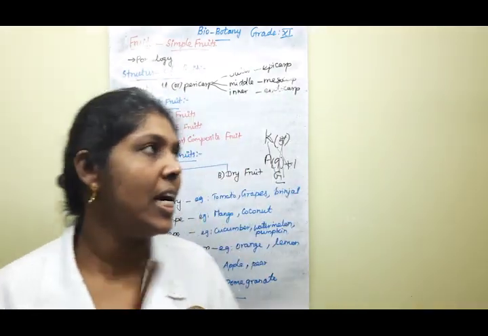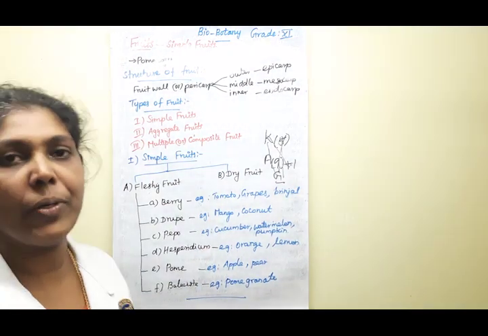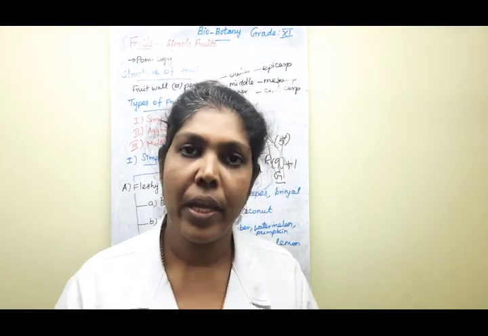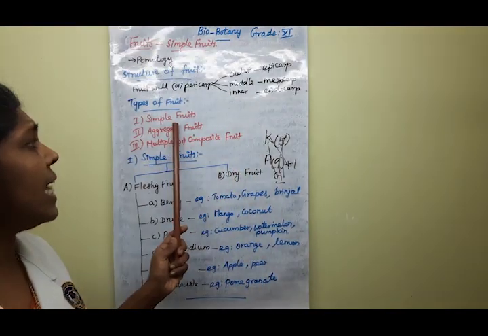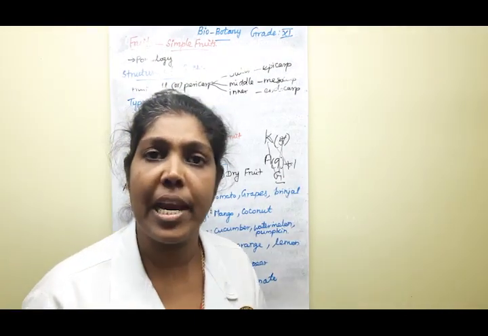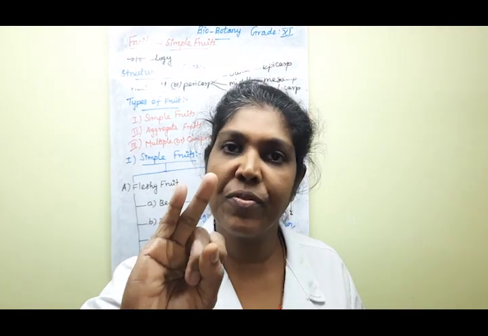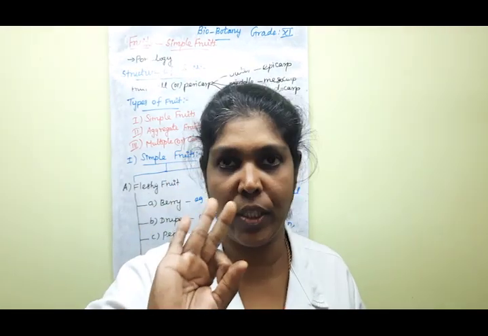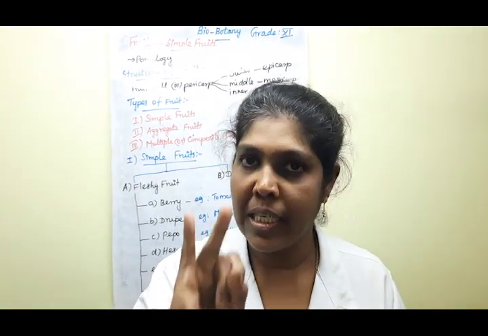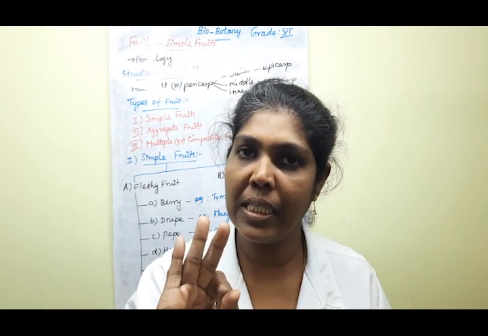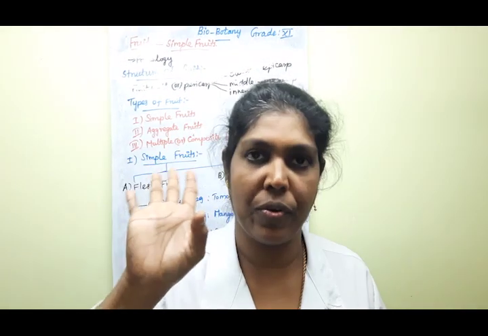Next we are going to learn about the types of fruits. Here the fruits are divided into mainly three types: simple fruit, aggregate fruit, and multiple or composite fruit. What are the three types of fruits, children? Simple fruit, multiple fruit, and aggregate fruit. Okay. So these are the three major types of fruits.